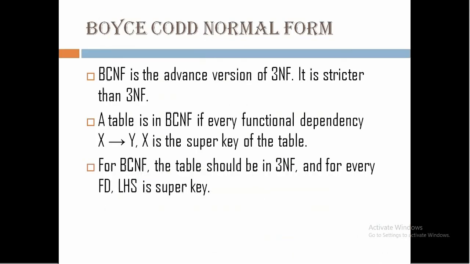Next is Boyce-Codd Normal Form, BCNF. It is the advanced version of 3NF. It is stricter than 3NF. A table is in BCNF if for every functional dependency, that is X determines Y or Y is functionally dependent on X, X is the super key of the table. Or we can say that the table should be in 3NF and for every functional dependency, the left hand side is the super key.